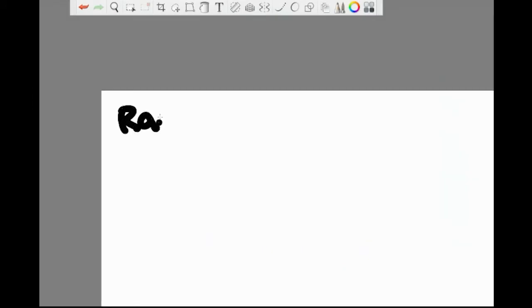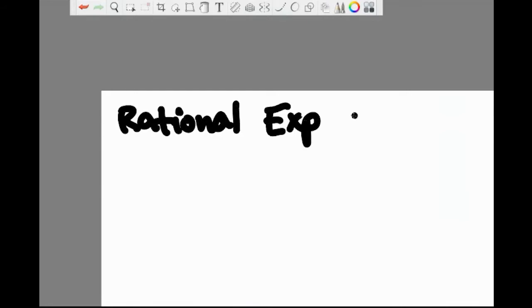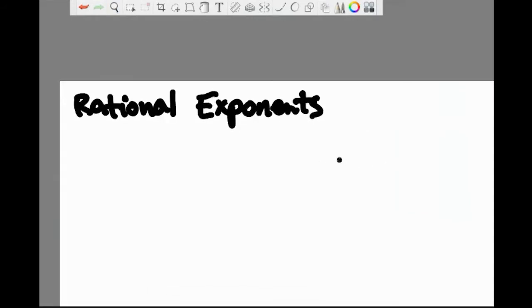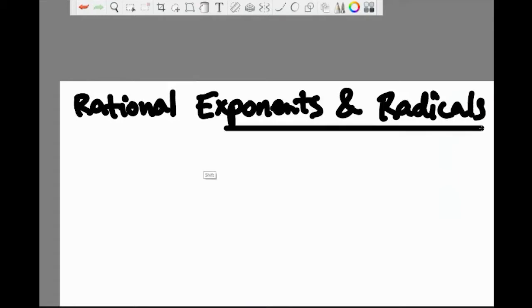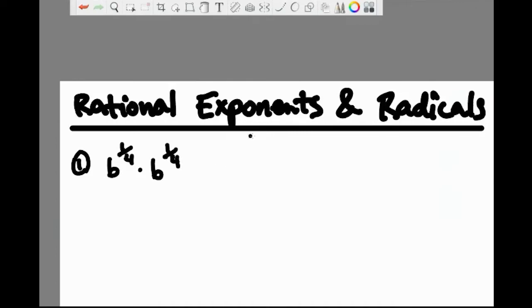So we're going to write rational exponents, which again, just rational ratio fractions. So it's exponents that are fractions. Rational exponents. The first one we're going to do, we're just going to do a ton of example problems here. The first one is going to be b to the 1/4 times b to the 1/4, and I want, what is the radical form of this? I want this as a radical.